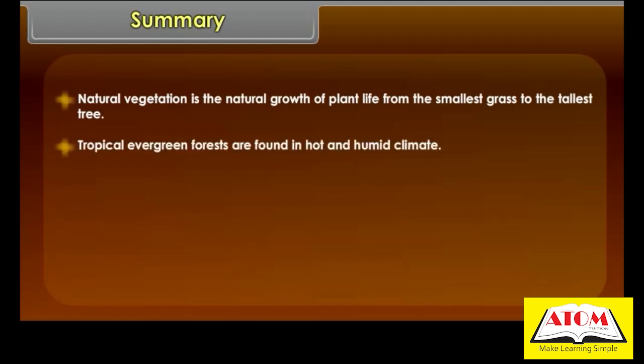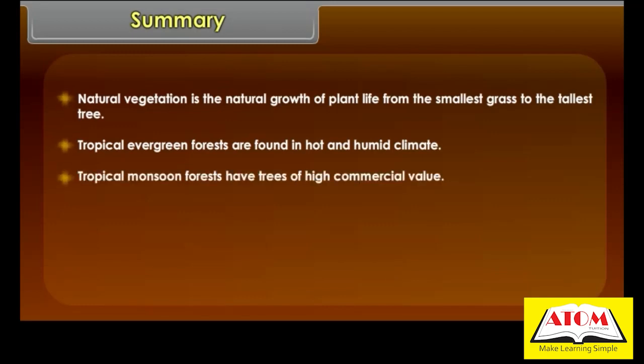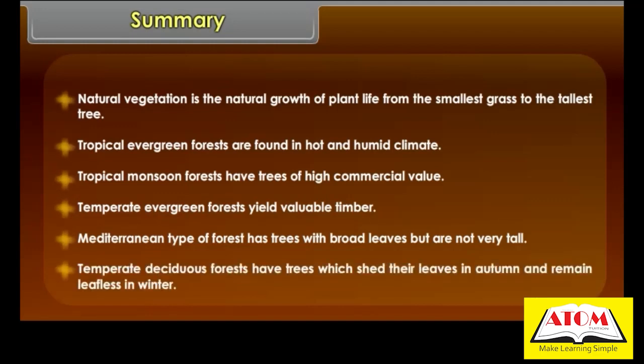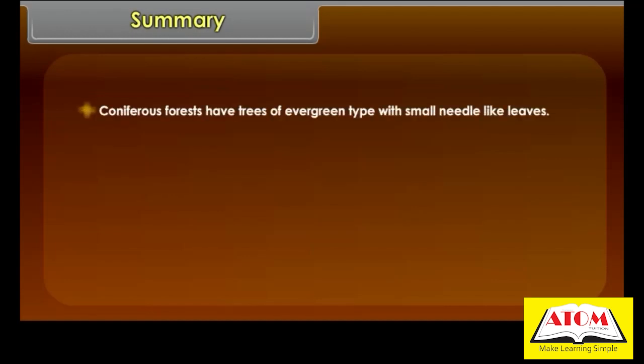Tropical evergreen forests are found in hot and humid climate. Tropical monsoon forests have trees of high commercial value. Temperate evergreen forests yield valuable timber. Mediterranean type of forest has trees with broad leaves but are not very tall. Temperate deciduous forests have trees which shed their leaves in autumn and remain leafless in winter. Coniferous forests have trees of evergreen type with small needle-like leaves.